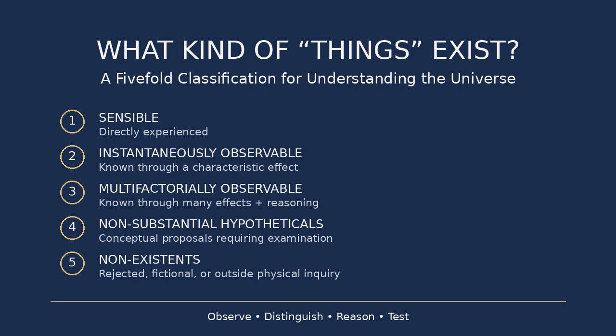Part 5. Category 4. Non-substantial hypotheticals. The fourth category is much more difficult. Here we encounter concepts that may be proposed as explanations or models but whose status as physical entities is not established merely by the concept itself. Examples in the manuscript include the old ether concept and the multiverse.